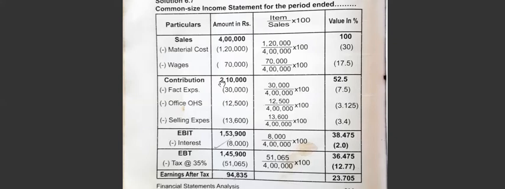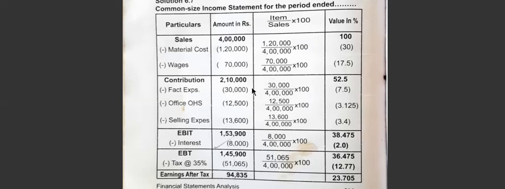Okay, then contribution is 4 lakh minus 1,20,000 minus 70,000, it is 2 lakh 10,000 contribution. Okay, then what is the variable cost? If you deduct, you will get 52.5% as contribution. Then factory expenses, office overhead and selling expenses, all these three you have to deduct. These all are the fixed overhead. Now, why is it written in brackets? Because it is less, so less means you write in a bracket.